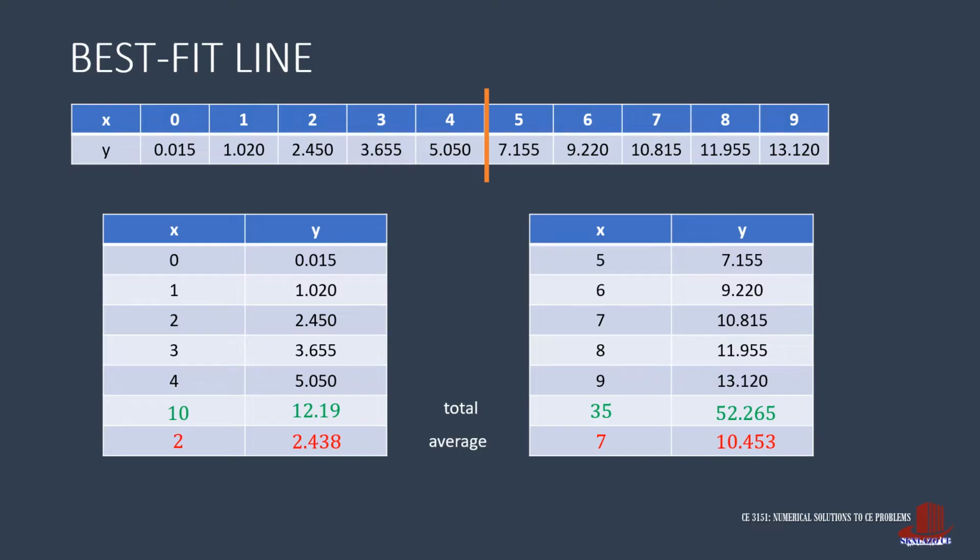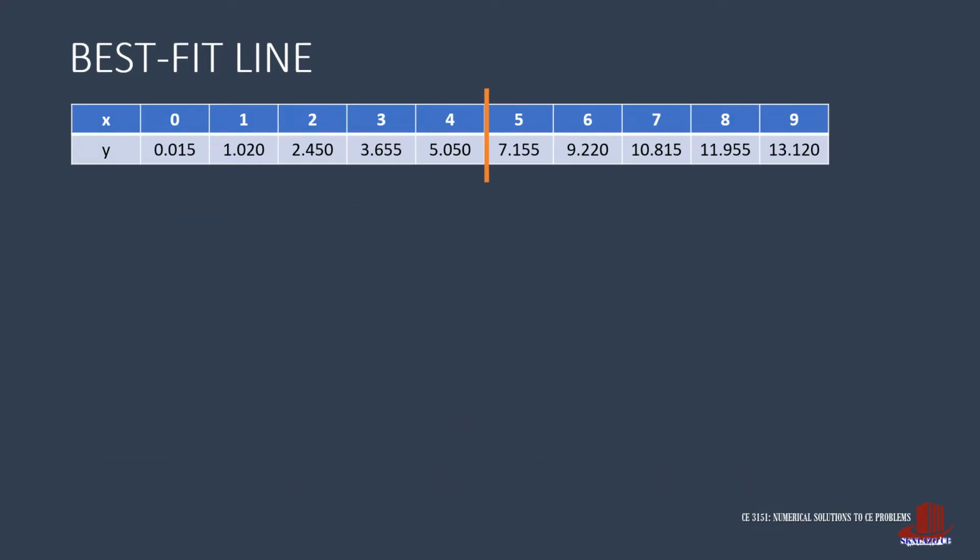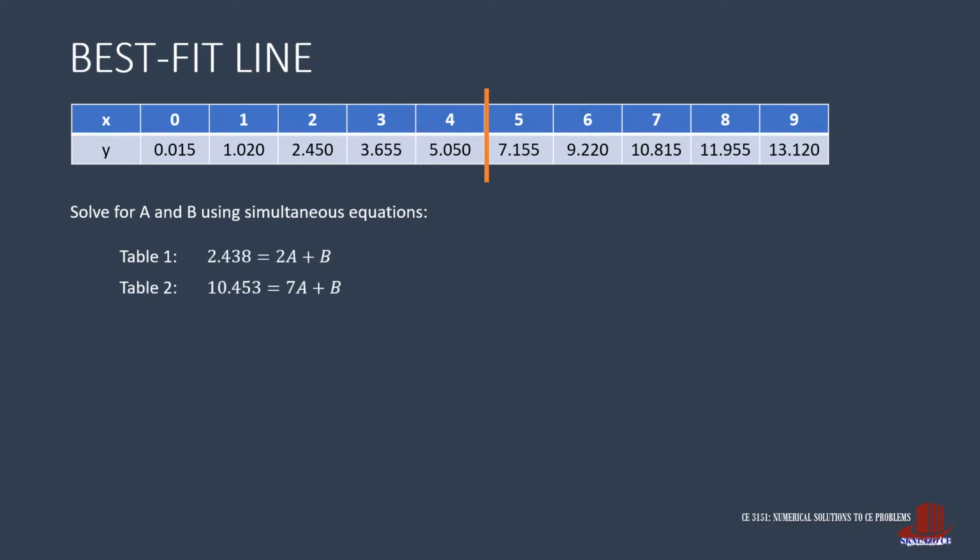Place the x and y averages into the function y equals ax plus b. So from the first table, we get 2.438 equals 2a plus b. From the succeeding table, we get 10.453 equals 7a plus b. Remember that our goal is to determine the variables a and b. And having two equations, we work on simultaneous equations to be able to find the variables. This can be done using your scientific calculators, but we can also work on it manually through elimination.